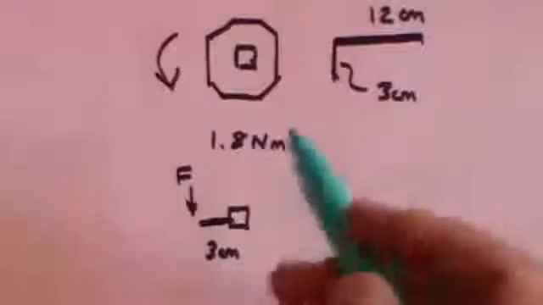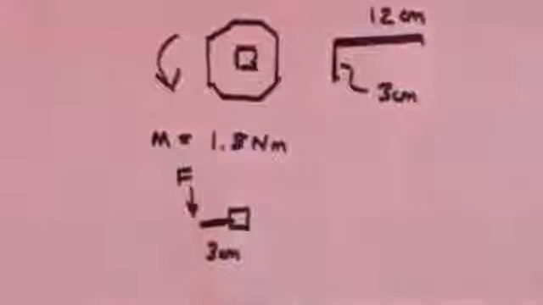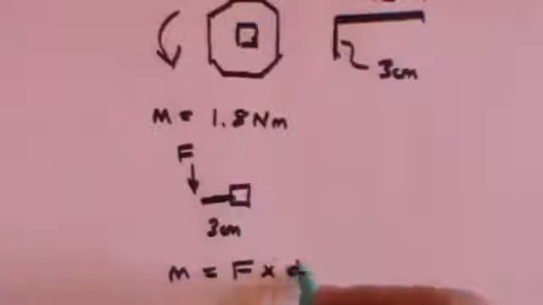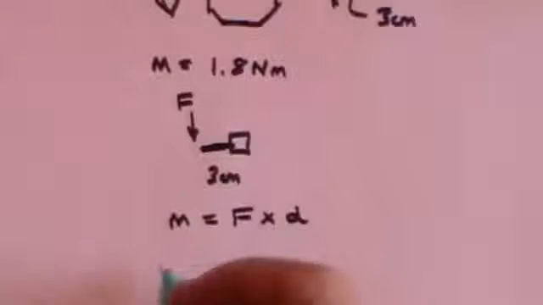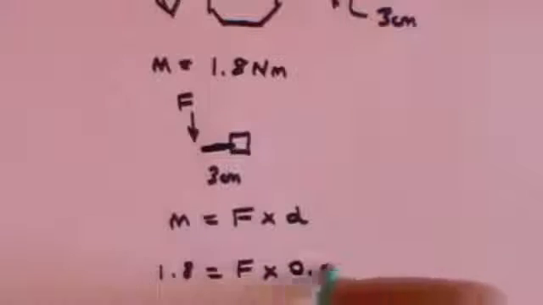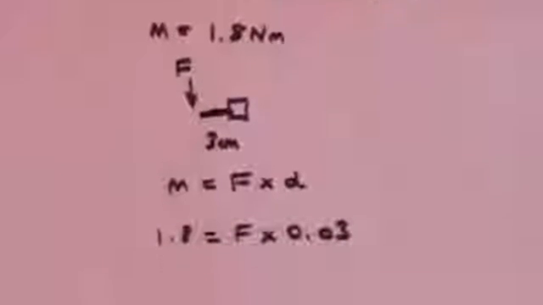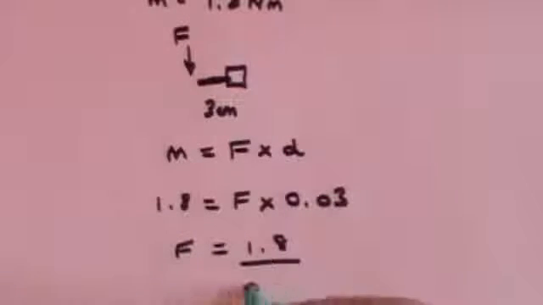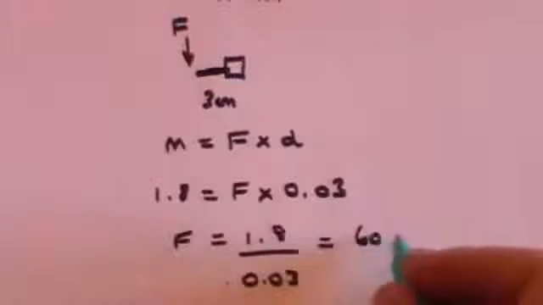So we know that you're going to need a moment of 1.8 Newton meters to undo it. That means the moment is equal to the force times the distance. The moment has got to be 1.8, otherwise it's not going to unturn, and that equals F times the distance, which is 3 centimeters, so 0.03 meters. And that means F is equal to 1.8 divided by 0.03, which equals 60 newtons.